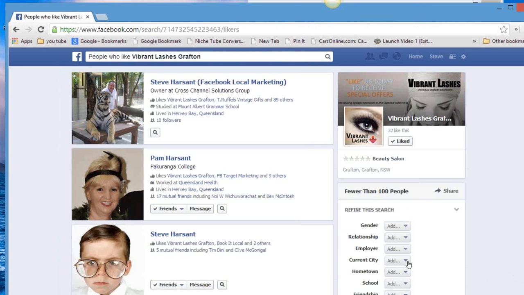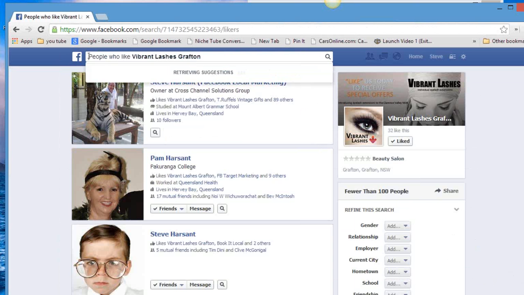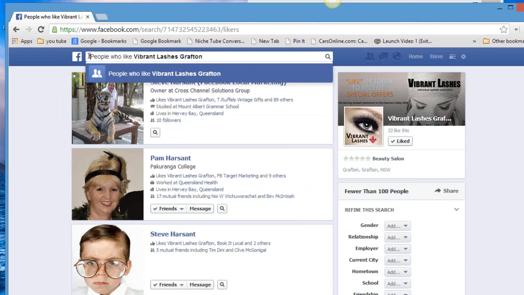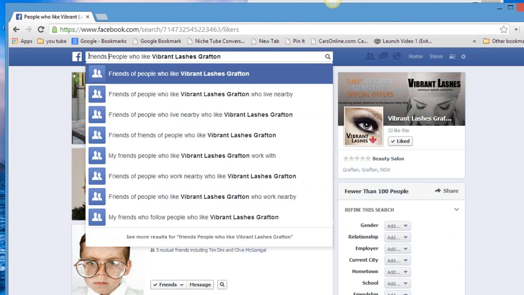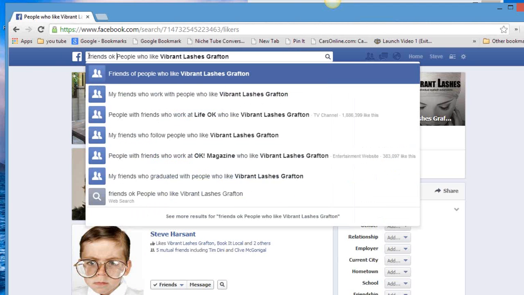We don't need to worry about the city here. And then more importantly, we know that these people like it, so we can actually go and interact with these people directly. But what we really want to be doing, this is the exciting part, we can actually cater an ad to people or friends that have already liked this page. So the ad can say, hey, listen, your friends liked Vibrant Lashes, come and have a look at the page and like the page. And how we do that again is we just go to friends of people.